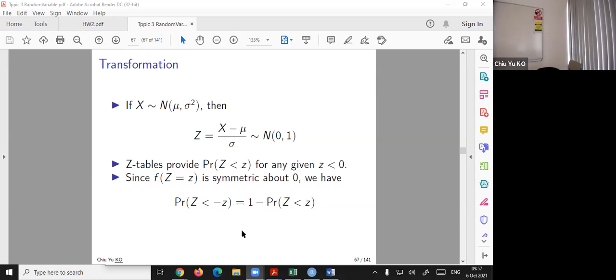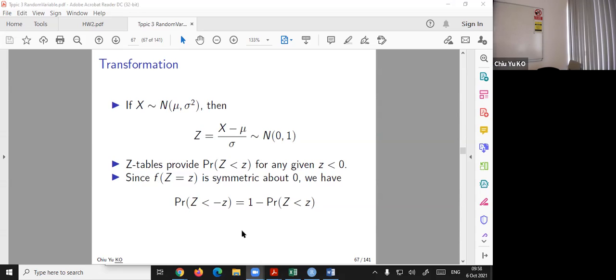Why is it true? We're not going to prove it. But what it means is we do not need to create a table for every mu and sigma. We just need to create what we call the standardized normal, with mean 0 and sigma 1. Our life is much easier. That's why you can look at a table. If you are given a table, you can just look at it, and then you are done.